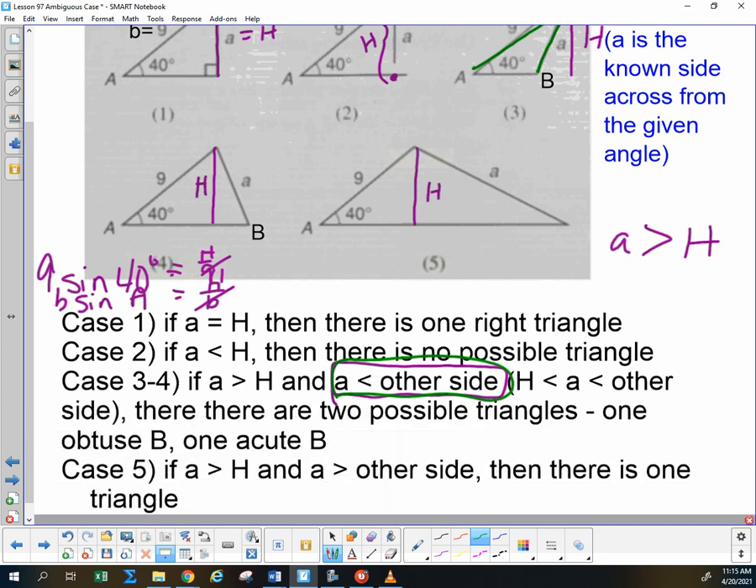But if A is bigger than H, so it's long enough to come down and make a triangle, we don't have that gap, but it's bigger than that adjacent side. That means we can't bend it down in here and have a bigger side than 9 going that way. It would have to come way out and make the zigzag. That makes no sense. So we only have that acute angle way out on the right-hand side.